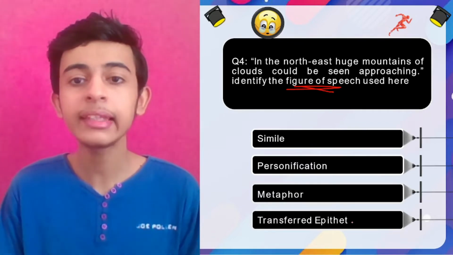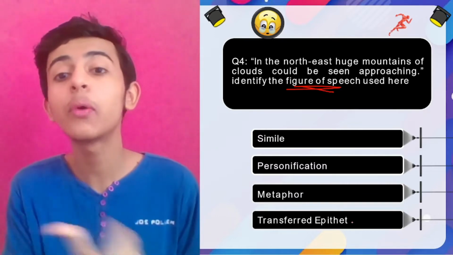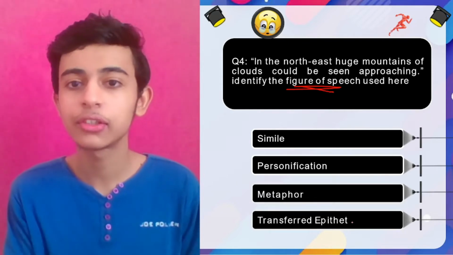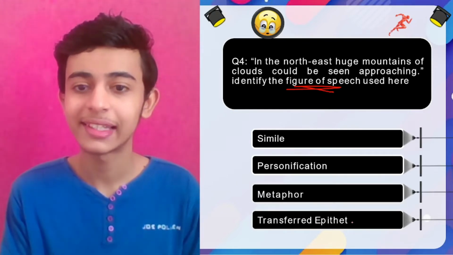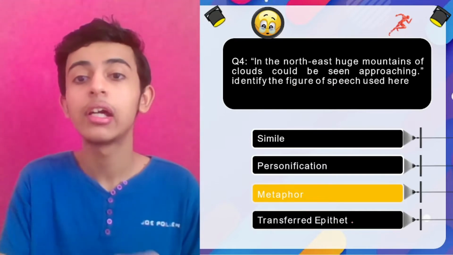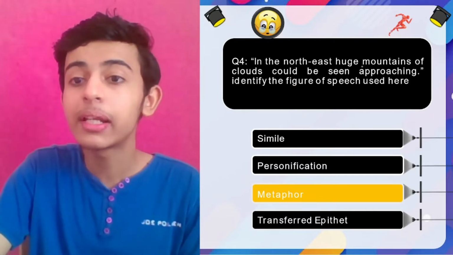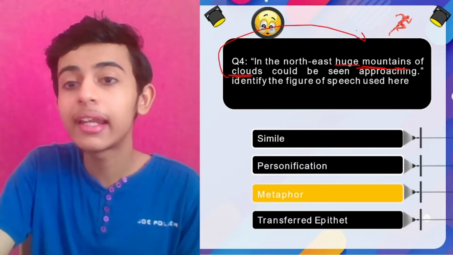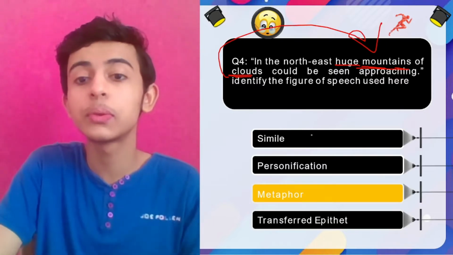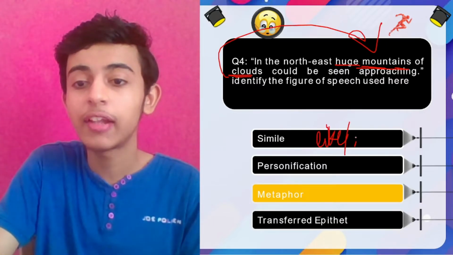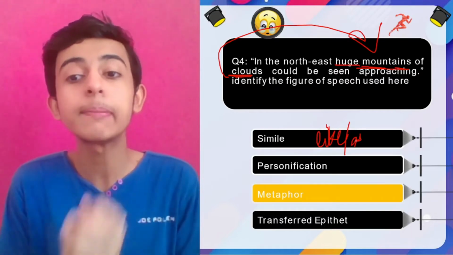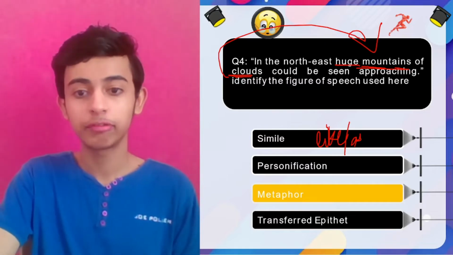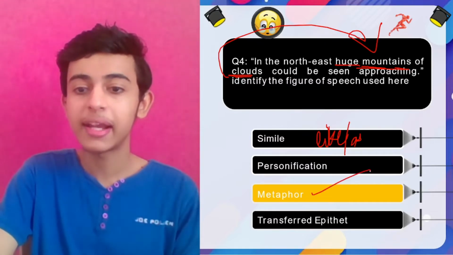Quickly. In the northeast, huge mountains of clouds could be seen approaching. You can take it as your test and then let me know how many answers you got correct. Okay, and your time's up. It is a metaphor. Why? Because you are able to see huge mountains of clouds. It means clouds are directly compared with mountains without using like or as. If like or as would have been used, then it would have been a simile. Without using like and as, directly comparing huge mountains of clouds. So this should be the correct answer, that is metaphor.